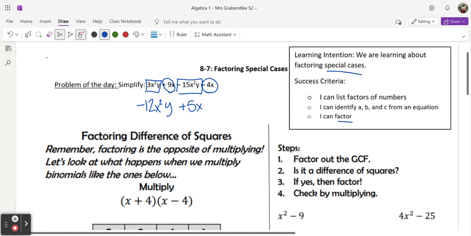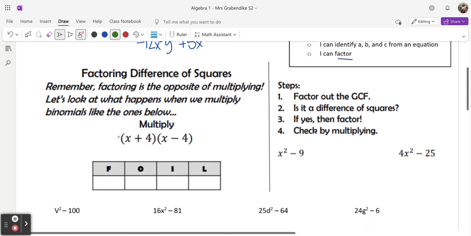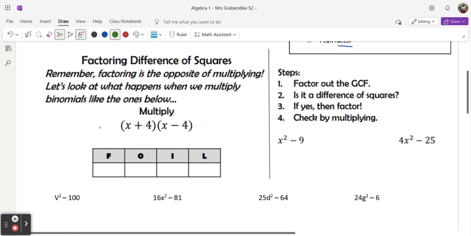There's just a couple special tricks that you can kind of do and recognize, and one thing that I do expect you to recognize. So of course, factoring is the opposite of multiplying, so we're going to warm up by practicing our multiplying because I don't want you to forget how to do that for your test next week.